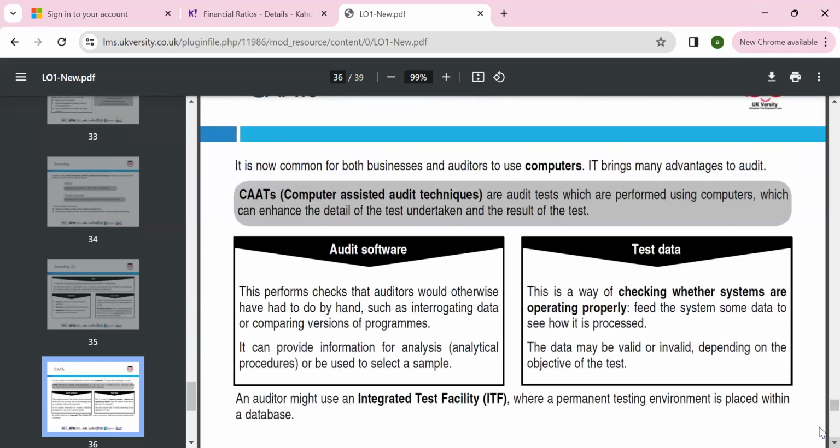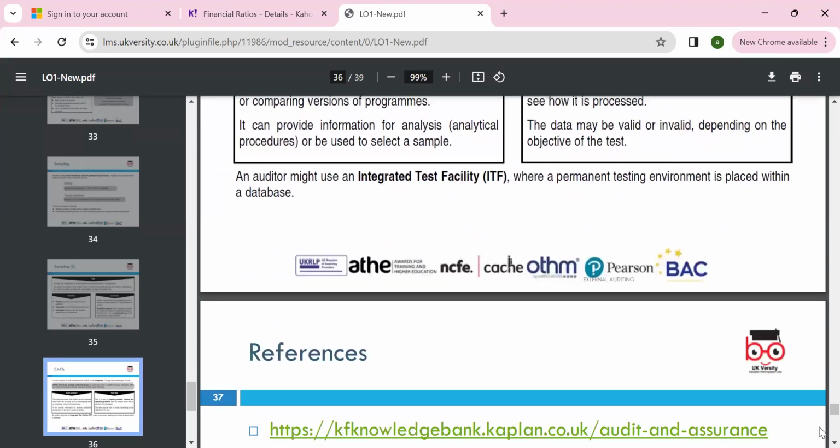Nowadays, of course, computer-aided audit techniques can be used to minimize the risk. Audit software can be used, and test data, checking whether the system is operating properly. We can generate transactions, create vouchers, and run one transaction. We want to look at the procedure. Yes, there is also an integrated test facility, where a permanent testing environment can be placed in the database.